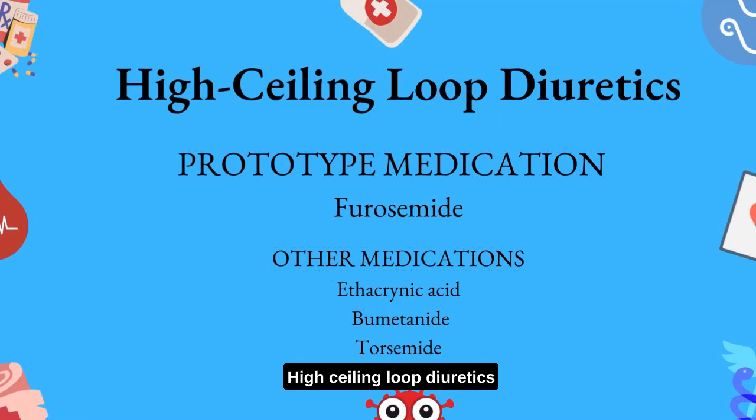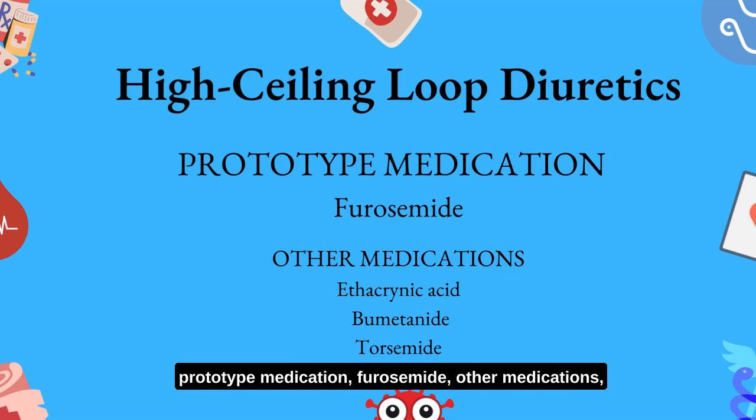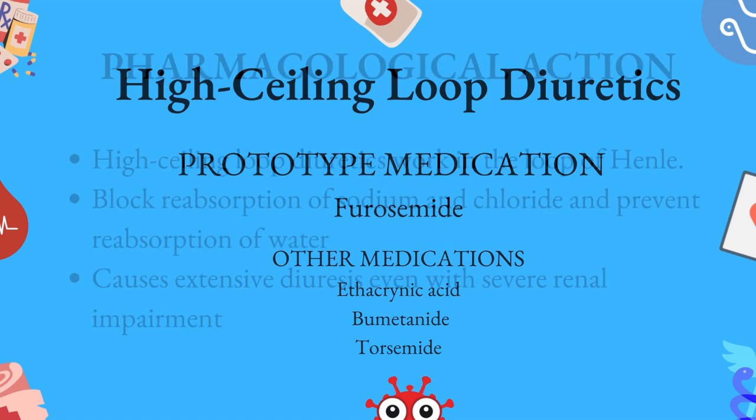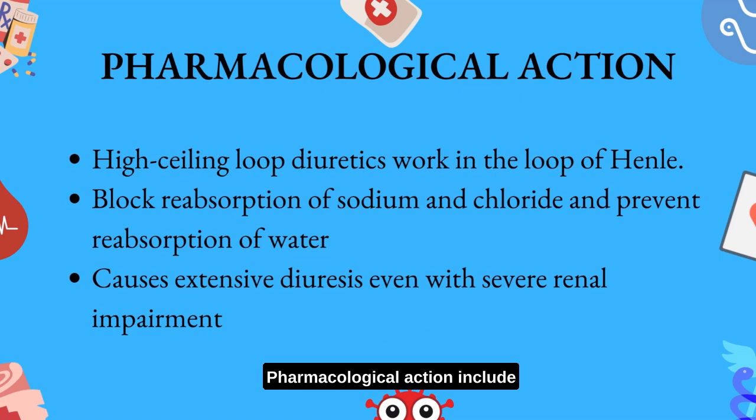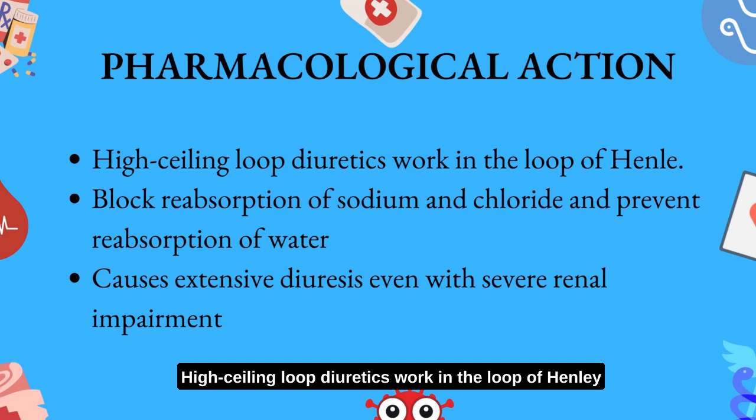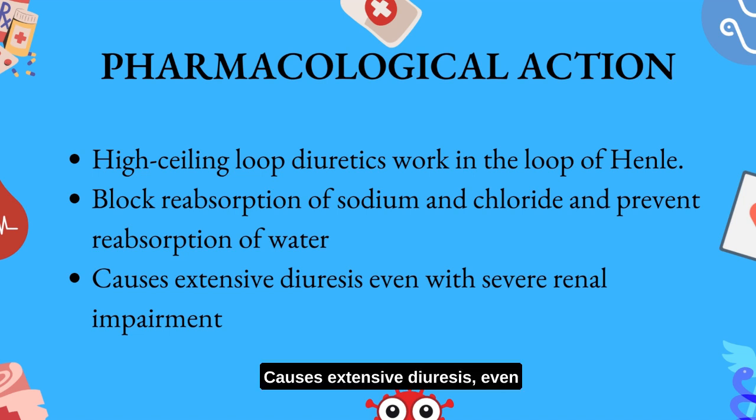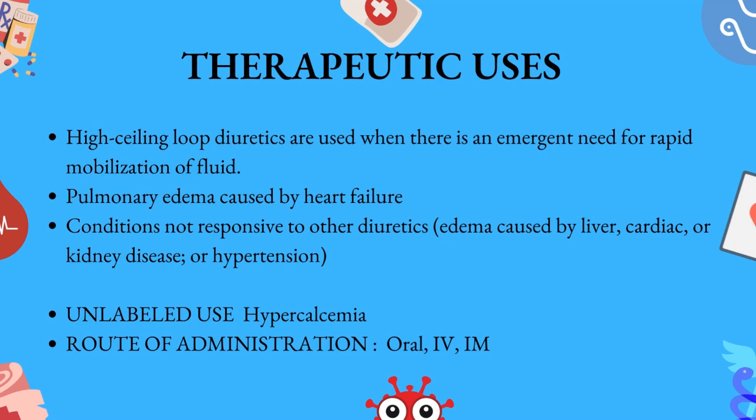High-ceiling loop diuretics. Prototype medication: furosemide. Other medications: ethacrynic acid, bumetanide, and torsemide. Pharmacological action includes: high-ceiling loop diuretics work in the loop of Henle. Block reabsorption of sodium and chloride and prevent reabsorption of water. Causes extensive diuresis even with severe renal impairment.